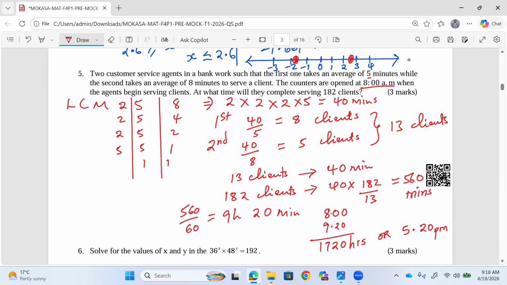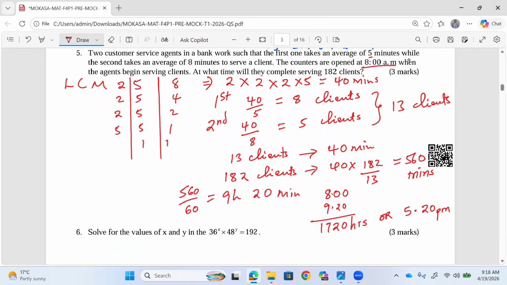It's my hope that you are getting something. If that is so, please type I am learning.